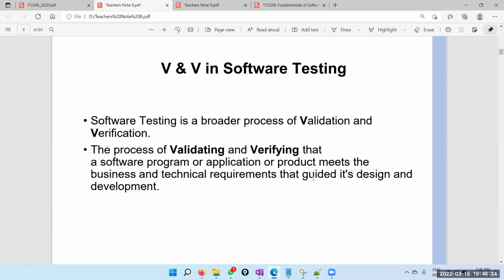There are two concepts when it comes to testing. This is a very important thing: verification and validation. Basically, testing is validating. Validate whether the expected output is there. But verification is an ongoing process.